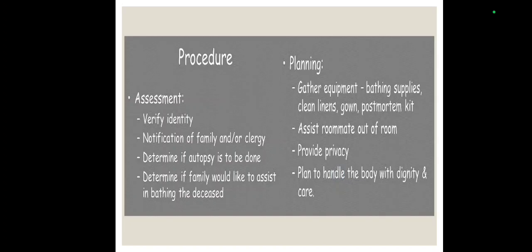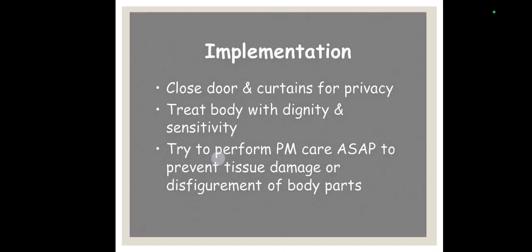So, for the procedure of post-mortem care, first, verify identity, notification of family and or clergy. Determine if autopsy is to be done. Determine if family would like to assist in bathing the deceased. For planning, gather equipment, bathing supplies, clean linens, gown, post-mortem kit. Assist roommate out of the room. Provide privacy. Plan to handle the body with dignity and care.